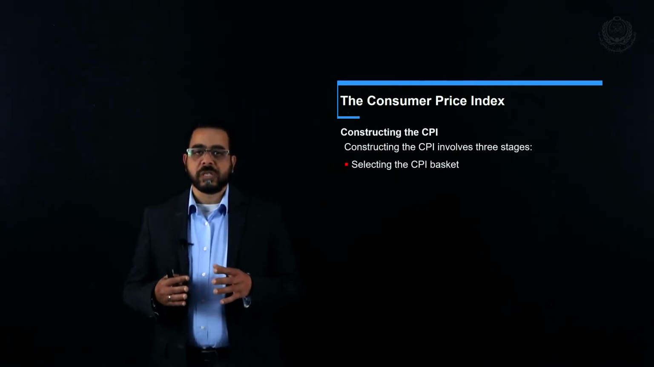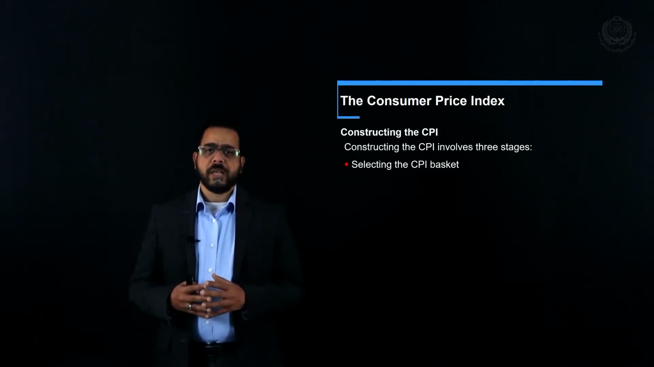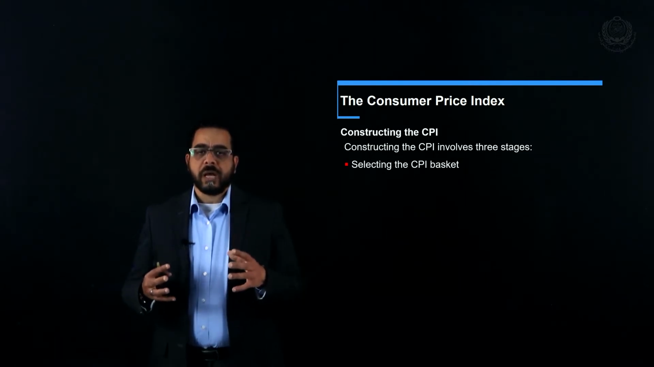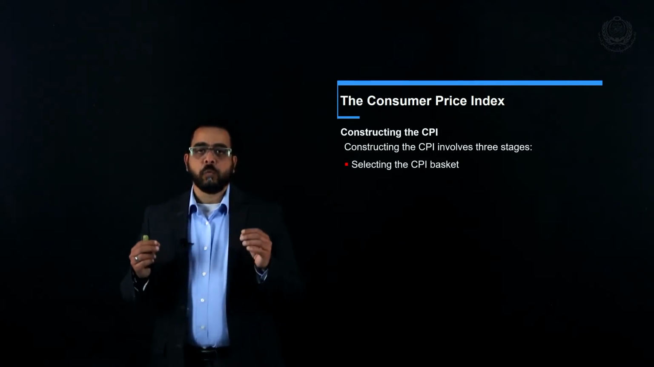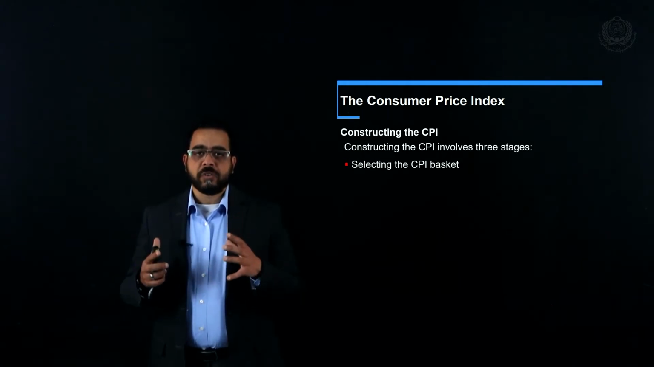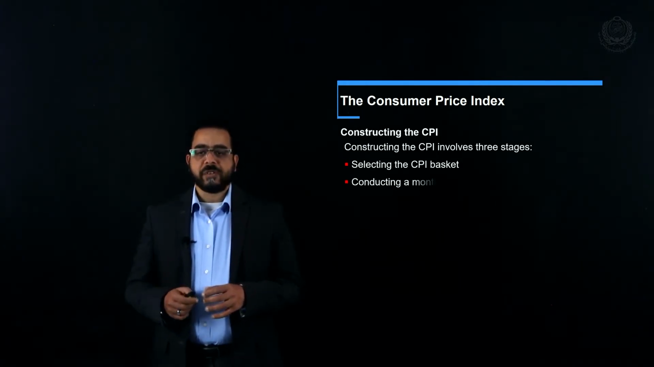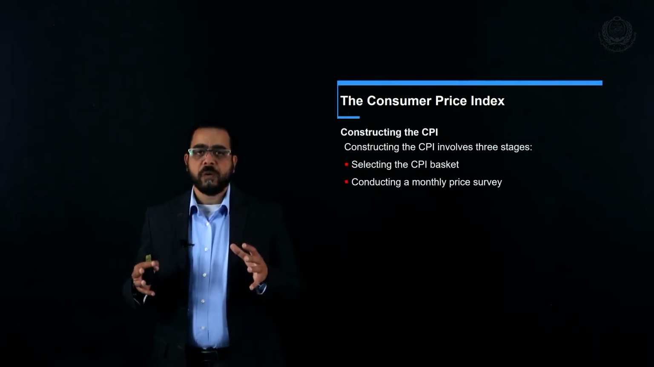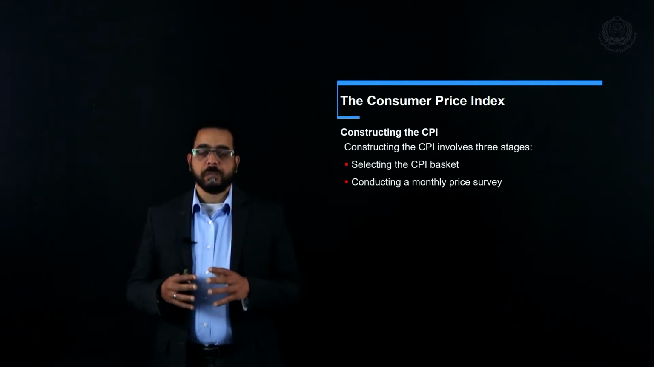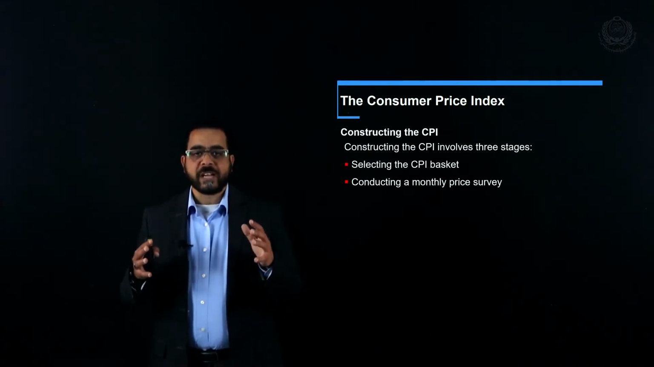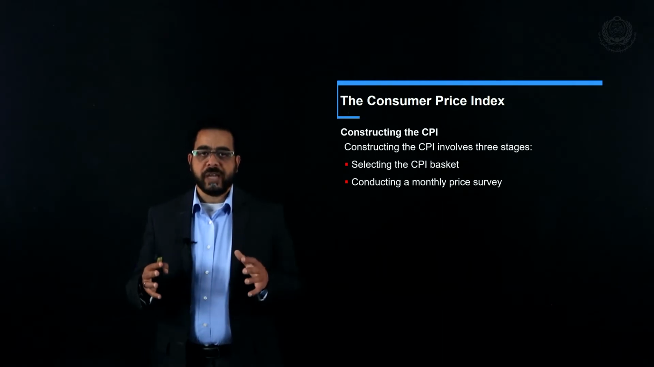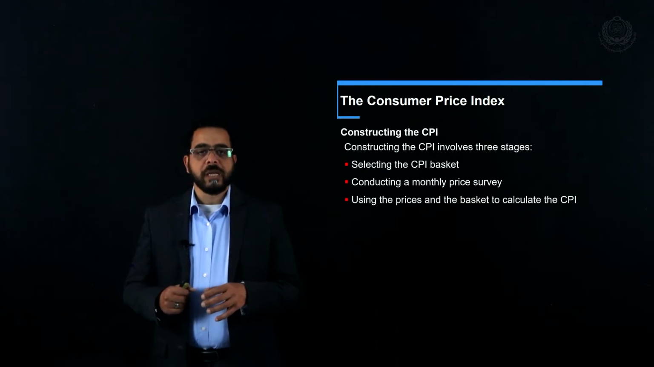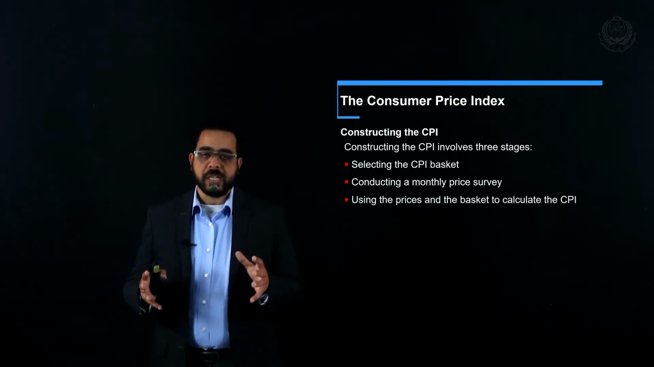We cannot take into consideration all the goods and services in the society using the CPI, because here we are concerned about the consumer and what are the goods that matter most for the consumer. After selecting the CPI basket and knowing how the people allocate their incomes between the different goods, we conduct a monthly survey calculating the cost of this basket, and finally we calculate the CPI.